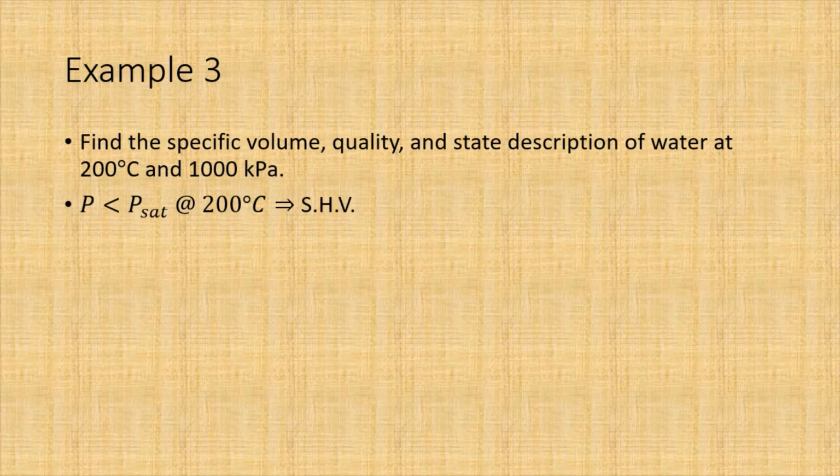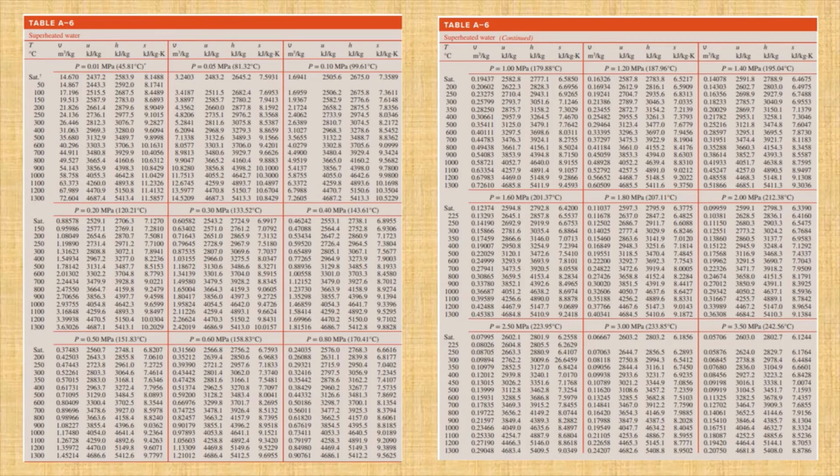Since we have a superheated vapor, quality is not applicable. All we need to find now is the specific volume. For that, we will need to go to the superheated water table. The box corresponding to our pressure value of 1000 kilopascals, which is equal to 1 megapascal, is on the second page of the table, right here. Let's zoom in to get a better view.